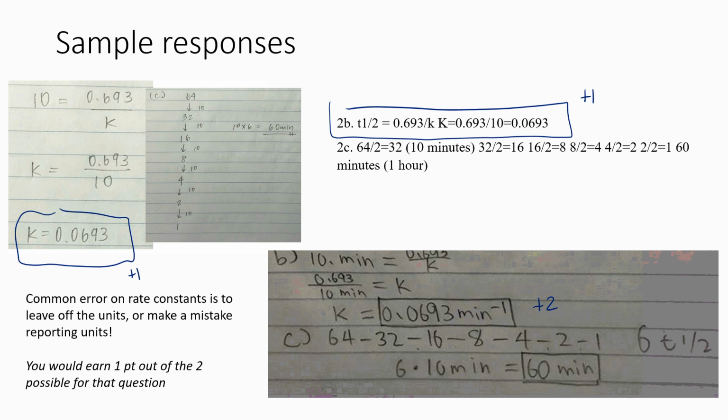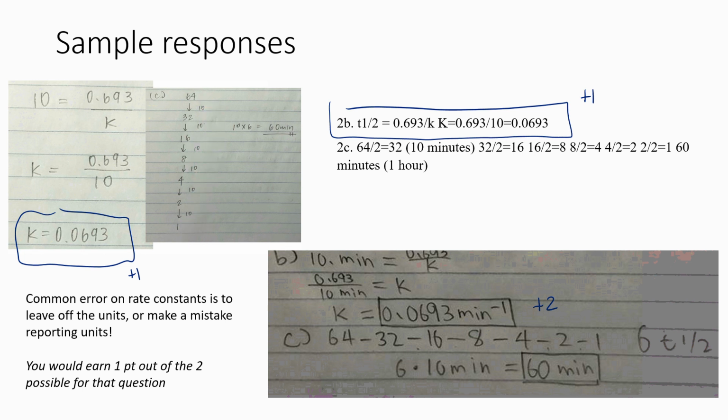And then the second part of the question said, how long would it take to go from 64 atoms to 1 atom? So in these 3 examples, they all use the same kind of strategy, using the idea that the half-life is the amount of time it takes for half of your sample to decay. So we just cut it in half and half and half and half and half and half again until we finally get to only 1 atom left over. And then you just kind of add up, well, how long did that take?